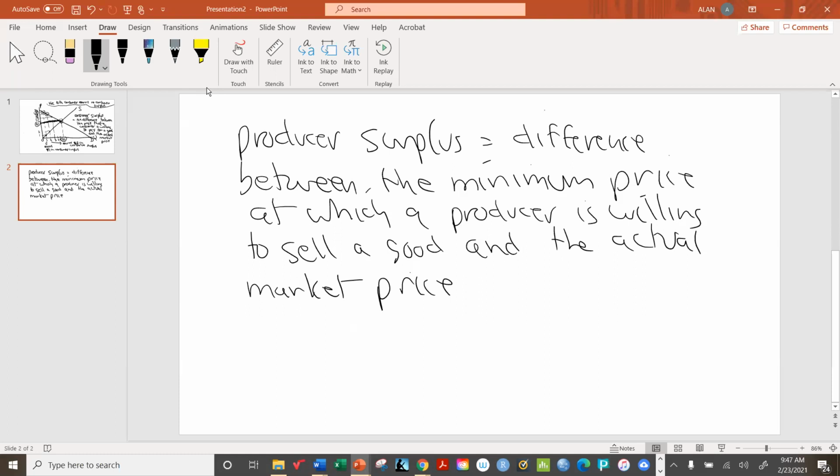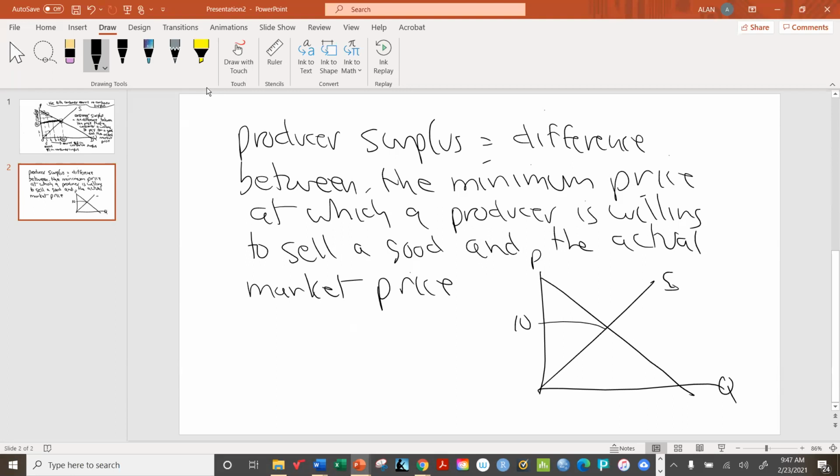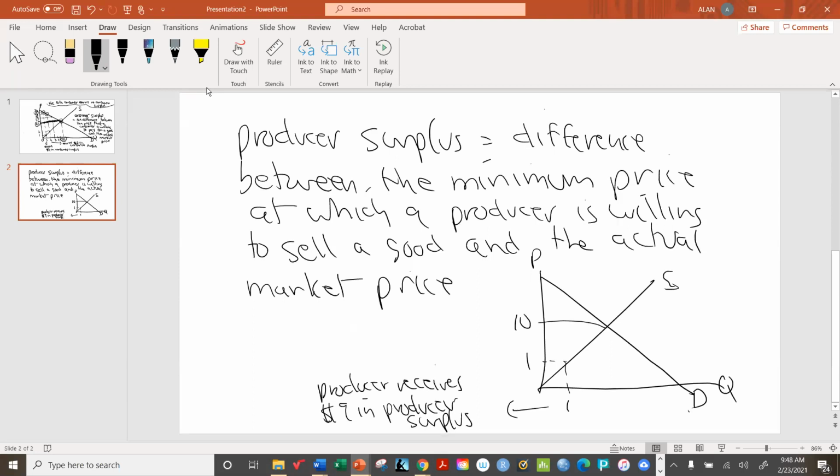All right, in other words, as we started to see, if there's a producer out there who's willing to sell this product for $1, and according to the supply curve there is, but they're actually receiving $10, so this producer receives $9 in producer surplus. The difference between the supply curve and the price line here is our producer surplus.